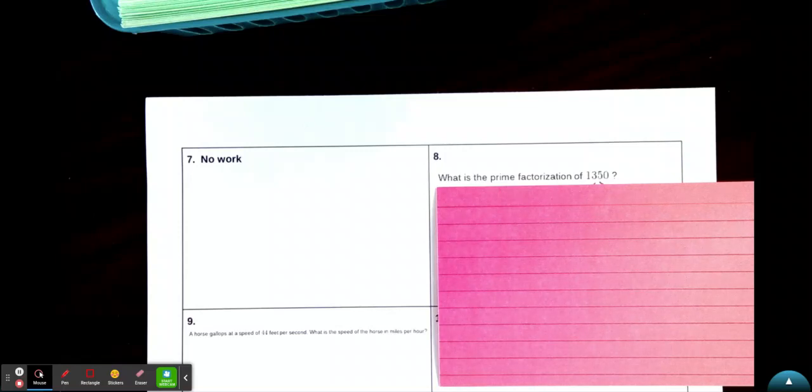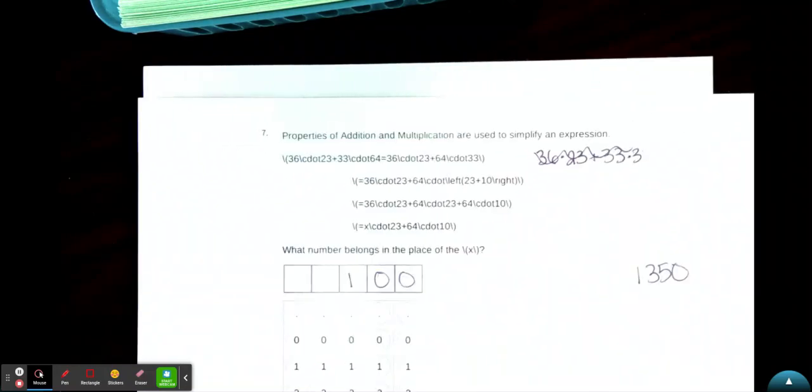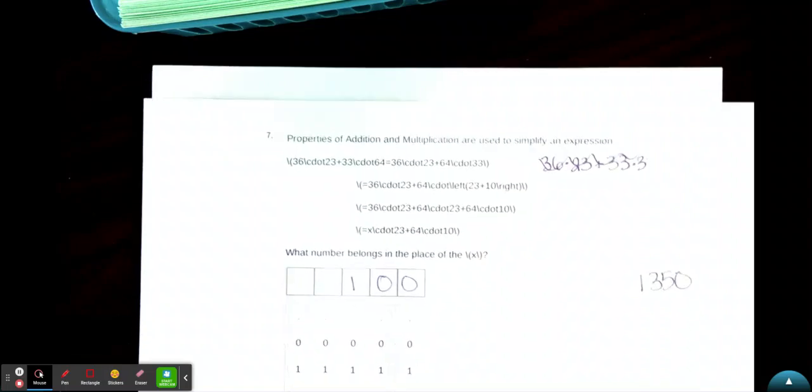All right, numbers 7 through 13. Here we go. Okay, number 7, since it didn't print very well on my paper, it's very difficult for me to explain this one for you. So I'm just giving you the answer. It's 100.